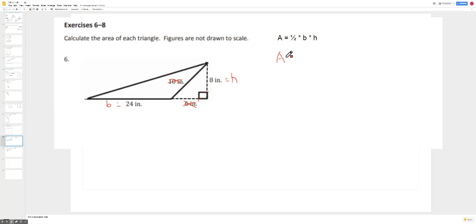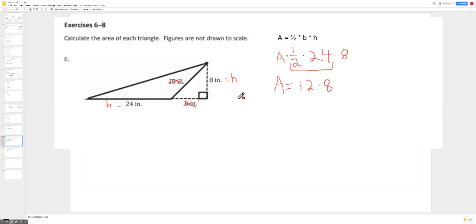All right, so the area is equal to 1/2. Let's go ahead and put the base. The base is 24 times the height of 8. And let's go and do some multiplication. Well, the 1/2 also means divided by 2, so I can actually find half of 24 pretty easily. Half of 24 is 12. And then the height I haven't touched yet, the 8, so I just simply bring it down.